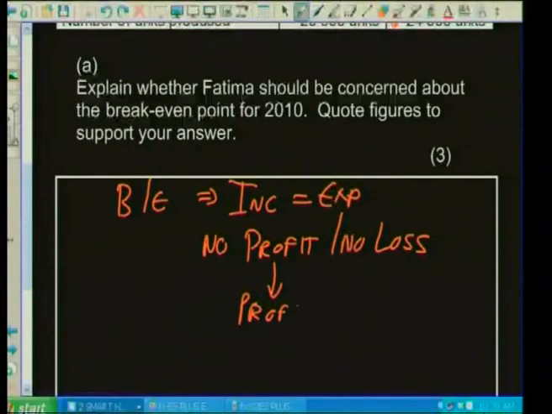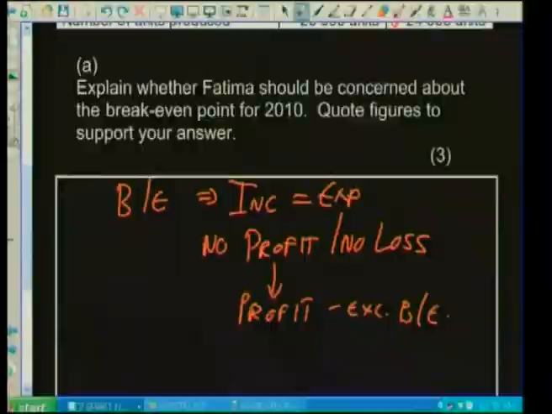Now remember, at the point of break-even, there's obviously no profit, no loss. But the moment the business starts manufacturing above the point of break-even, so if, for example, the point of break-even is 20,000 units, the moment the business starts manufacturing 20,001 units, it's obviously above break-even point, the business automatically will start making a profit. So in order for the business to make a profit, they have to exceed the point of break-even.